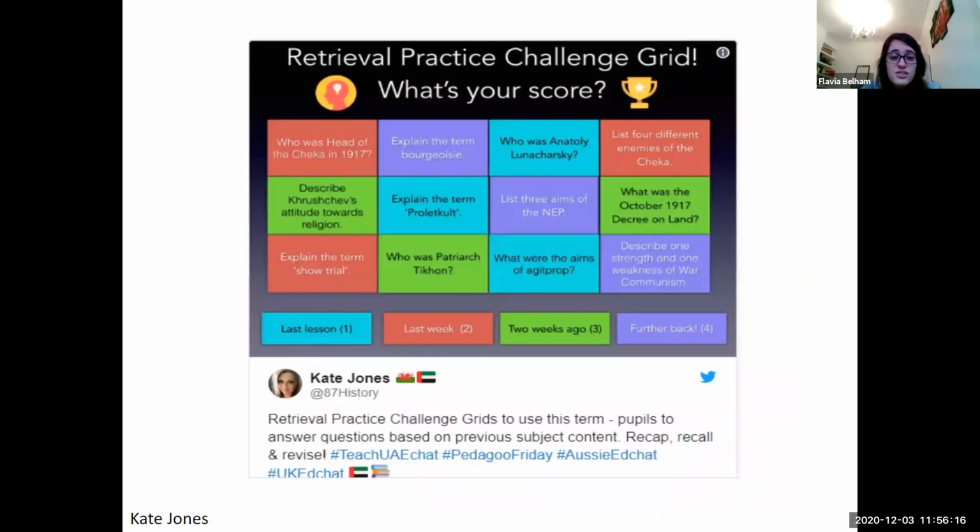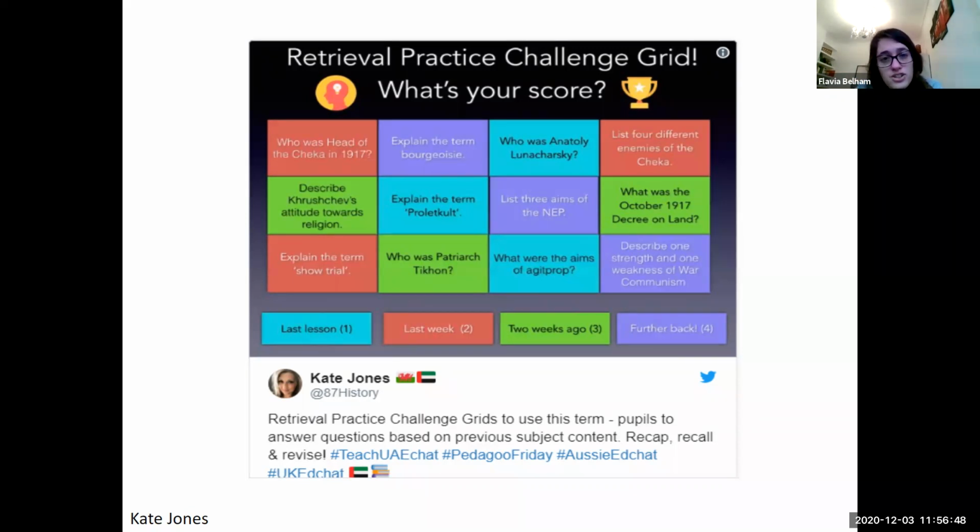This one is by Kate Jones, who I know gave a talk in this series a few weeks ago, a few months ago. I think you all know her anyway, but she suggests this retrieval challenge grid. The way it works is that you have all these questions on the screen and students have to answer them. Depending on the color, they are worth different points. So if you have a blue question, it's worth 1 point because it's something that was covered last lesson.